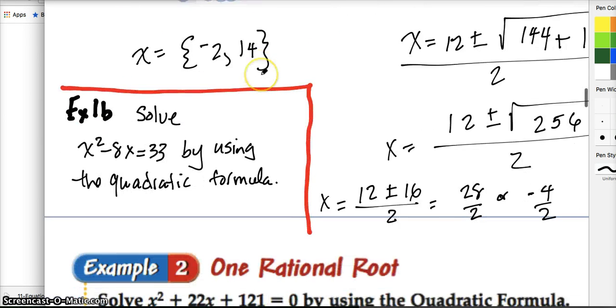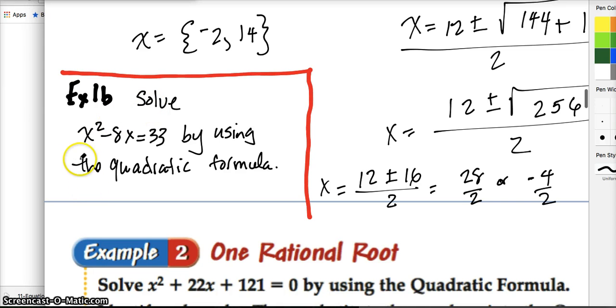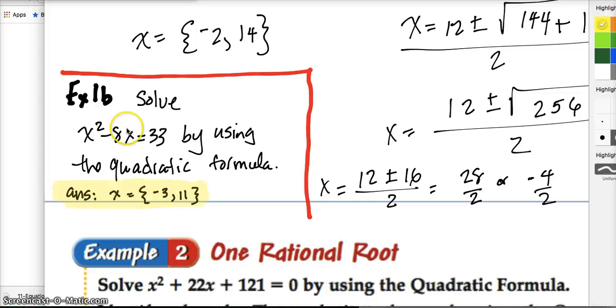You see here it says solve x squared minus 8x equals 33 by using the quadratic formula. Think about the process that we did. I'm going to give it a couple second beat, so you should pause it now because I'm going to put the answer up soon. So definitely try this. All right, so x is equal to negative 3 and 11. Let's try the next example.